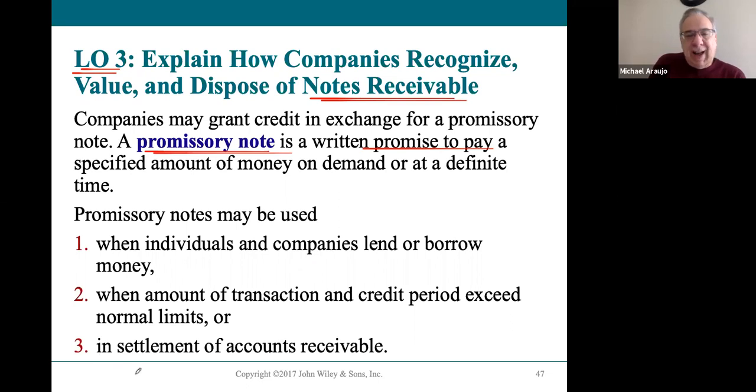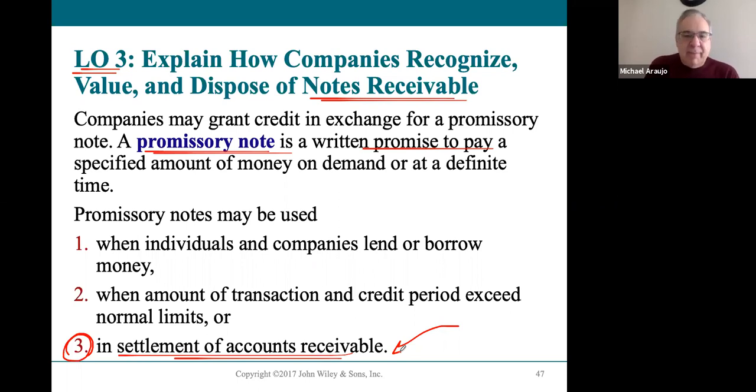So how are notes receivable born? Usually because the companies who have an accounts receivable need more time to pay. So this is the main reason notes receivable are born. Okay. So I have an accounts receivable with company X. Company X says, look, I know it's been 30 days. I know I owe you the money now, but I just don't have it. I need another 60 days to pay.